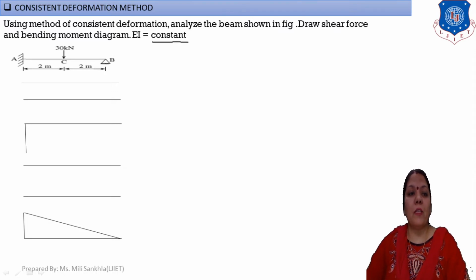Here it is mentioned that we solve this beam by the consistent deformation method, because this is a propped cantilever beam, and analysis of a propped cantilever beam is done by the CDA method. Sometimes, if the method is not mentioned, then we solve this type of beam with this CDA method. Now we follow the steps of the CDA method.